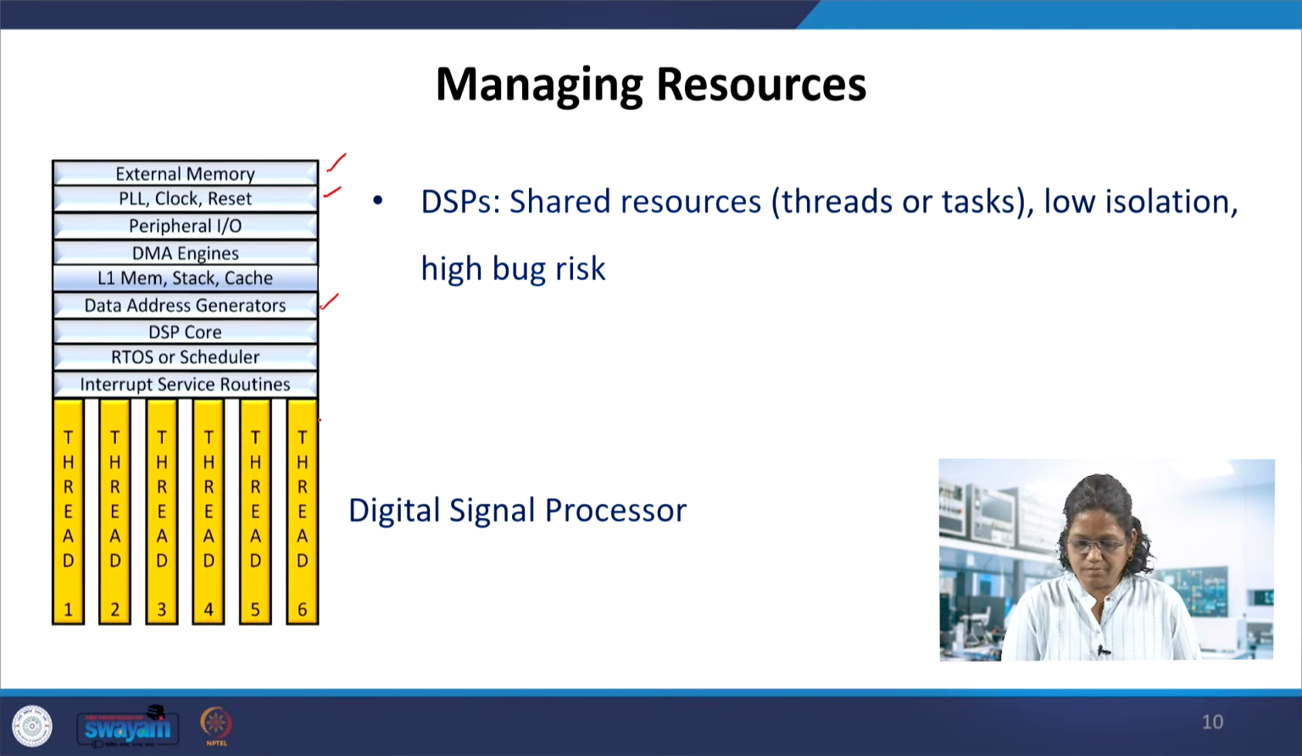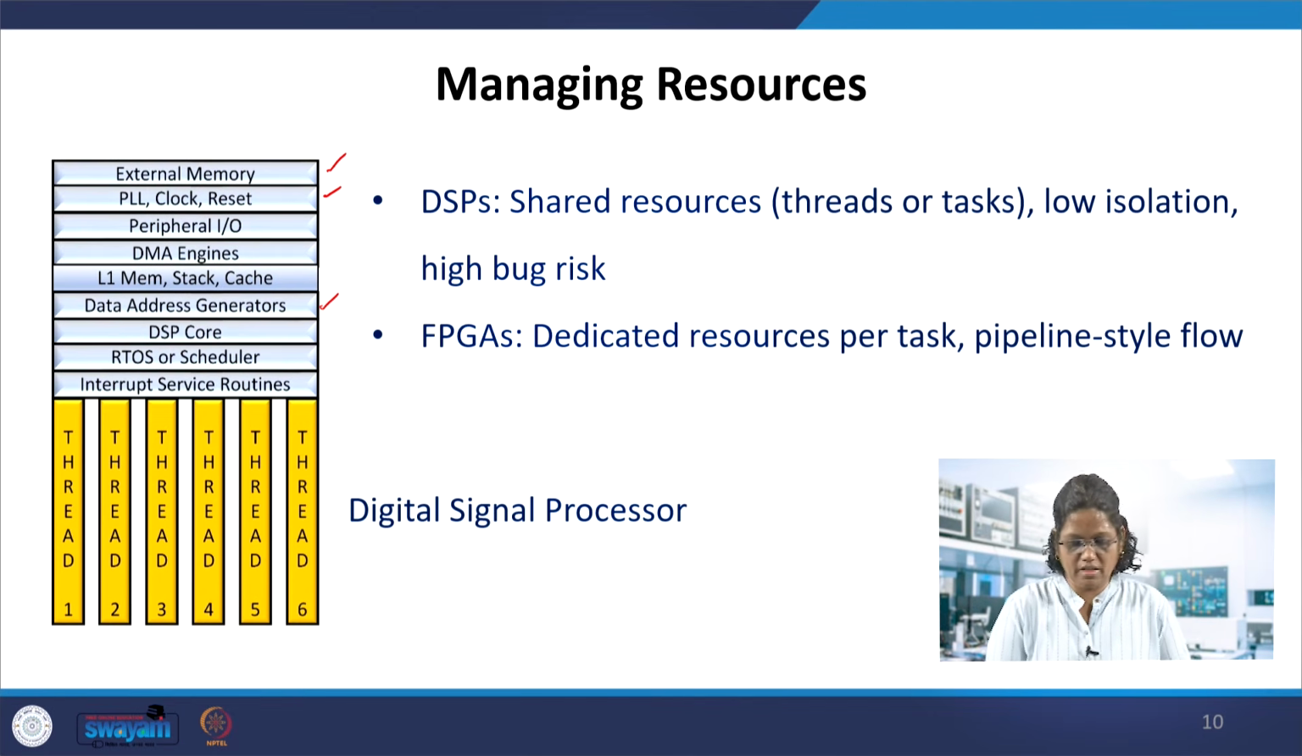So for these tasks there is no isolation by the OS for a particular task. So it is sharing all the resources whatever is available. So there is much interaction between these resources, also the threads, the tasks, which are suppose 1, 2, 3, 4, 5, 6, those are all using these resources. So there will be much interaction, high bug risk, and there is not much isolation. There is zero isolation in these cases, DSPs.